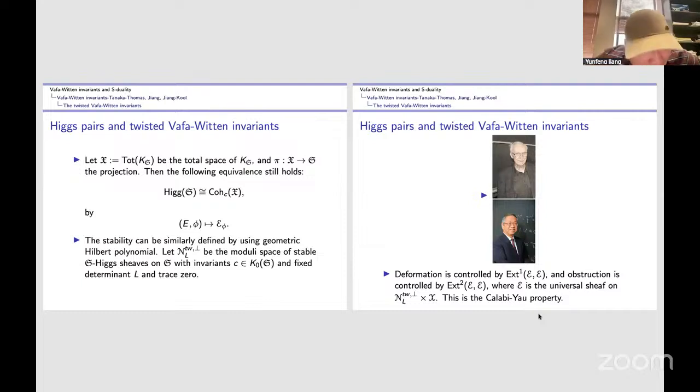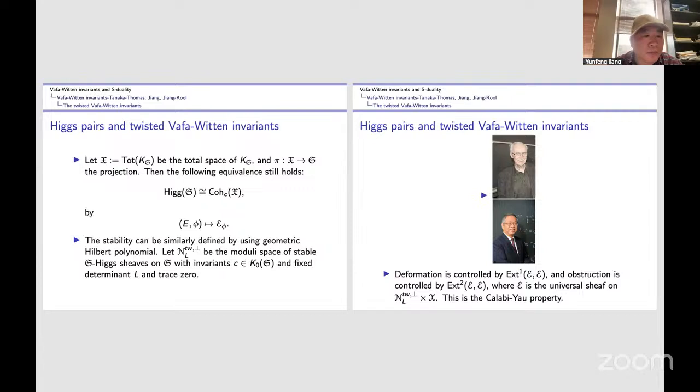As I said, around 2017 and 2018, Tanaka and Thomas defined the so-called Vafa-Witten invariants, which are the correct invariants for Vafa-Witten theory, for S-duality at the moment. How did they define this? Let's review their construction, but I will do it for both the gerbe and the surface at the same time. You will see that if the gerbe is trivial, it is the surface.